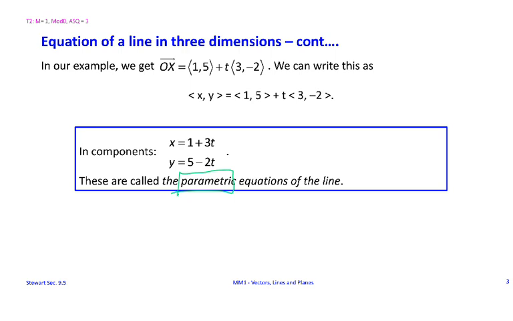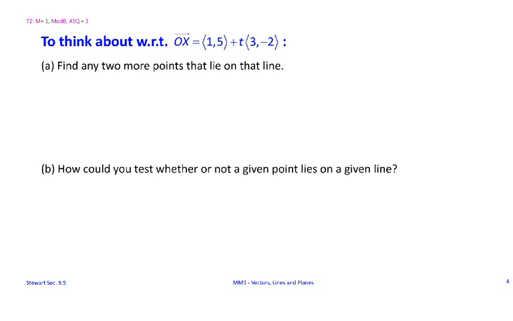So something to think about. If we have OX equal to this, find any two more points that lie on that line. To find any more points, we simply put in different values of t. So x1, when t is equal to, say, 3, since we've already done 2, is going to be 1 plus 3 times 3, which is 10. And y1 will be 5 minus 2 times 3, so it's 5 minus 6, which is minus 1.